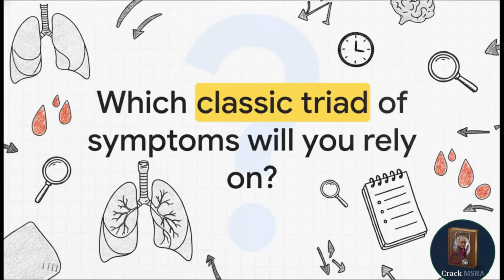I really hope this explainer has sharpened your diagnostic reflexes. But before we go, think about this. If a patient walks in with a fever, a cough, and haemoptysis, which classic triad of symptoms will you actually rely on to tell the difference between a simple infection and a full-blown autoimmune crisis?